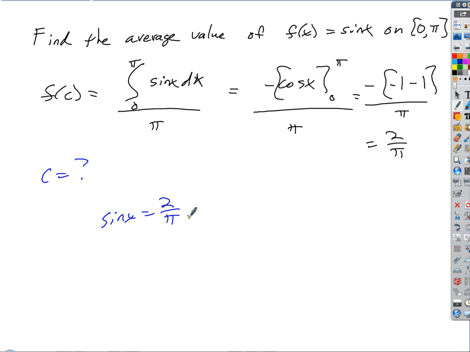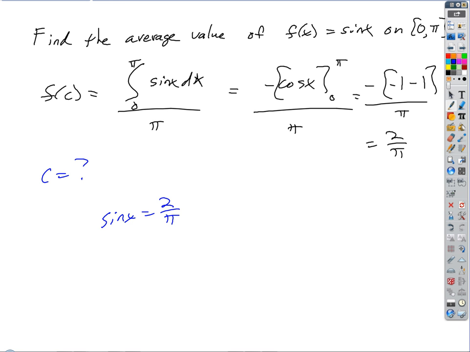That's it. Now here's where we could use the unit circle a little bit. Arc sine of 2 over pi. 2 over pi is a little more than 1/2, right? Everybody agree? So here's a good little trig review.